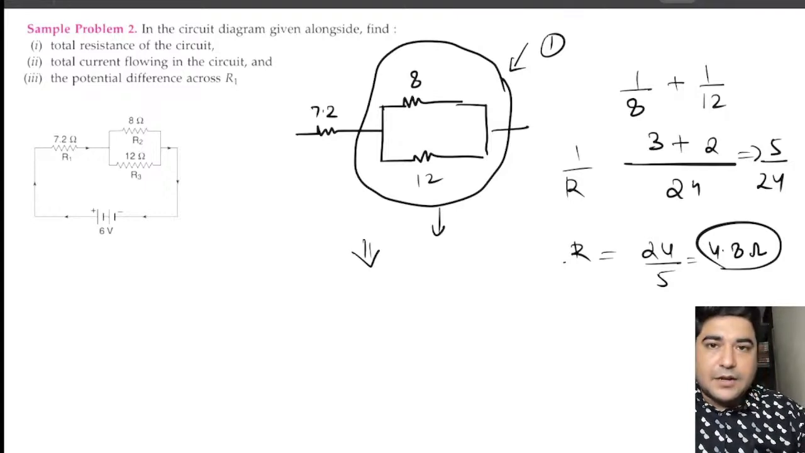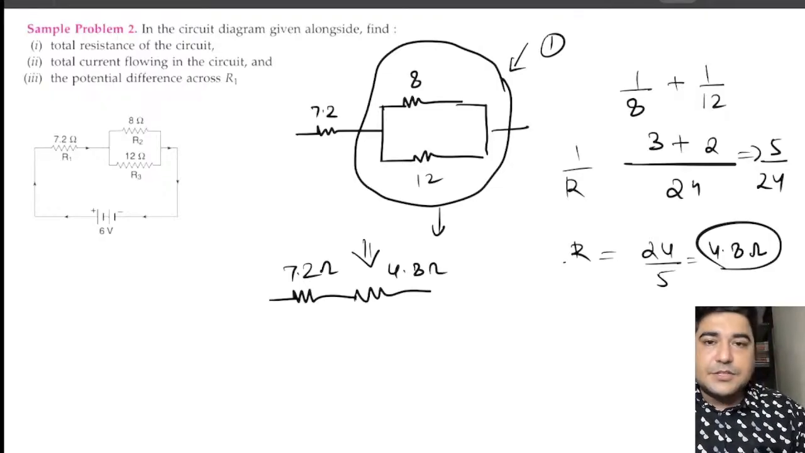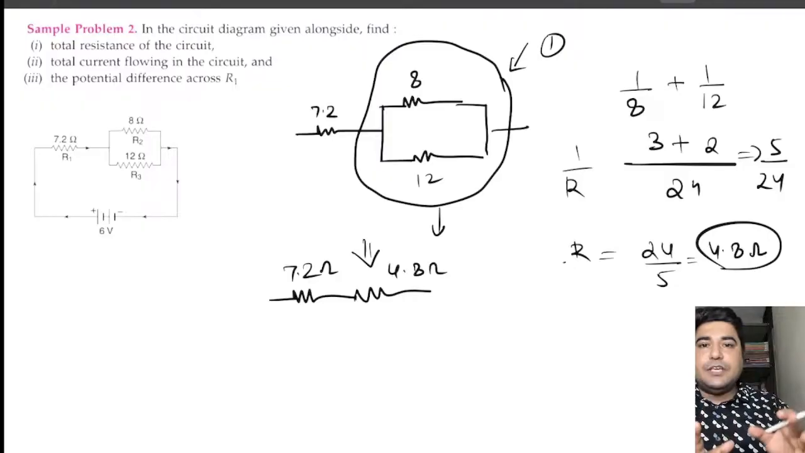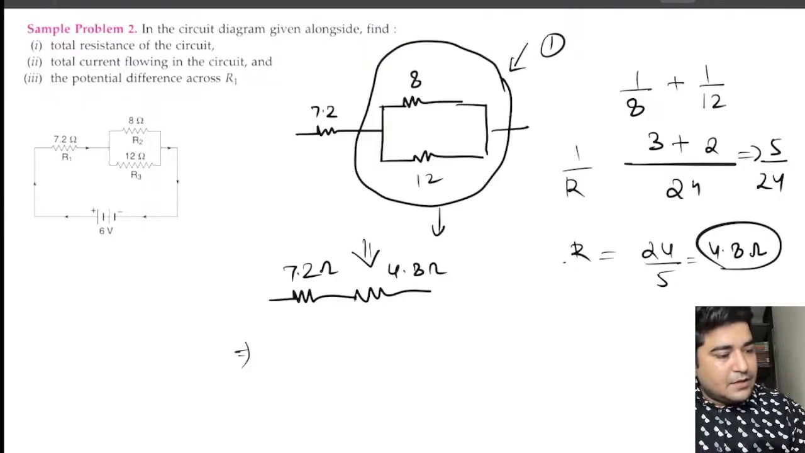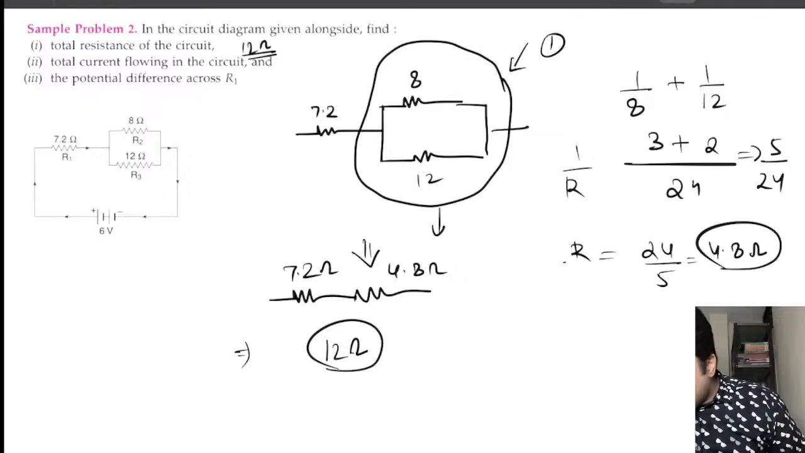Now simplifying and putting these values, this was 7.2 ohms and this is 4.8 ohms. So the net resistance is going to be the simple addition of these two values. So the outcome is going to be, the net resistance is 12 ohms. So yes, Madhu, the answer from you was correct. But I think it was after so many efforts. Okay, so now you can calculate the value of total current.